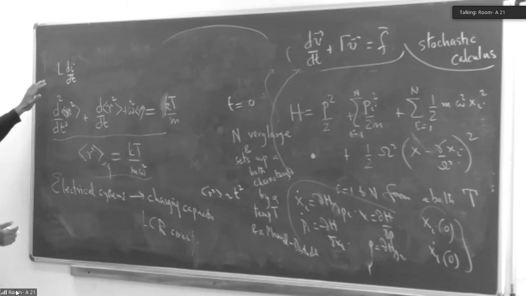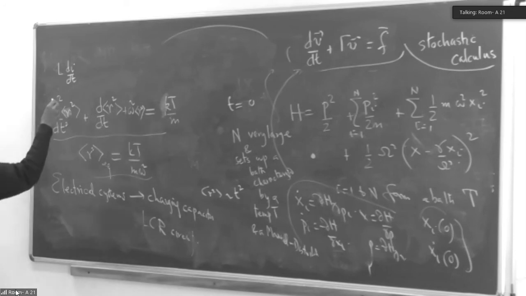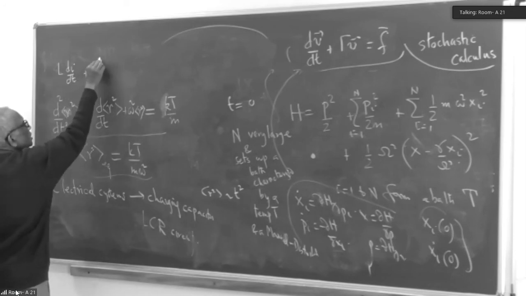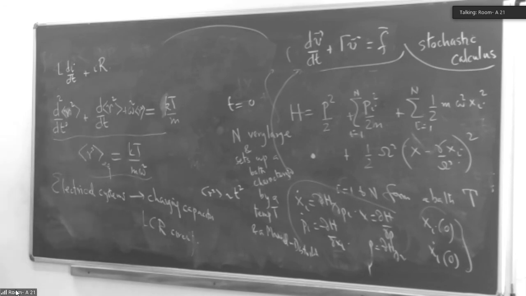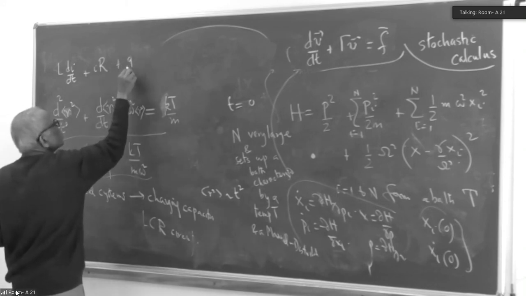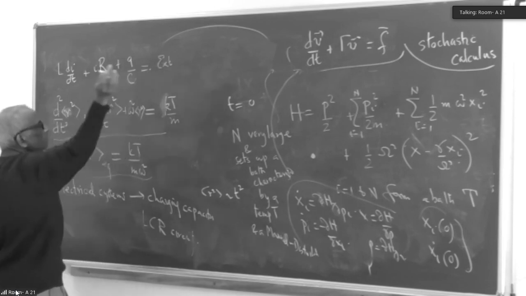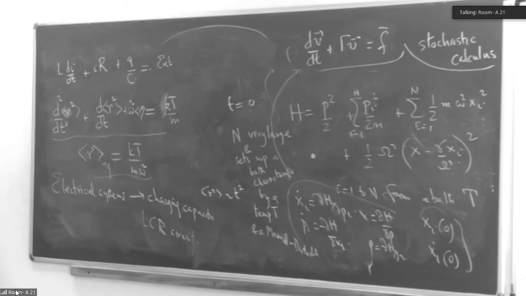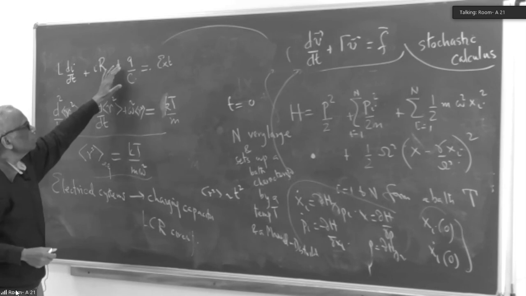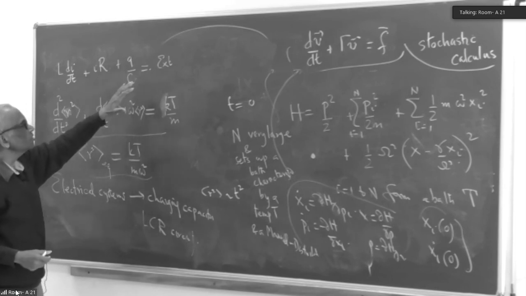There would be L di/dt, which comes from the inductance. So that is the voltage fall across the inductance. The voltage fall across the resistance is I times R. And then if I have a capacitor in the system, there is Q over C, and that is equal to the external potential source. So L di/dt plus IR plus Q over C is equal to that.